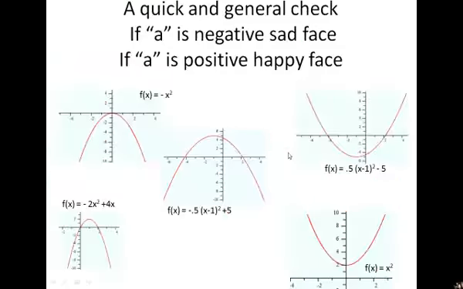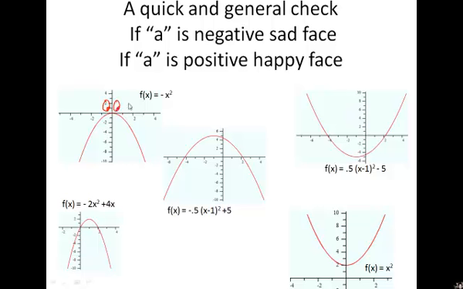Alright, a quick and general check. When we are graphing these, you're always going to want to look at the a, and the a is just the number out front of the x squared. It's the coefficient or the multiplier on the x squared part of these quadratics. If a is negative, what we have is a sad face.